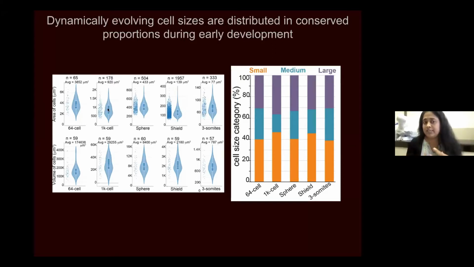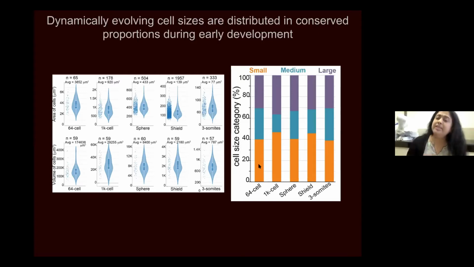Of course, the absolute value of that medium size changes based on the stage of development, but at each stage, you will have a collection of small cells. You will have a category of small size cells. You will have a category of larger cells and a category of smaller cells. Now, interestingly, when you bin cells like this, and these are color coded, the small cells are orange, medium is blue, and large cells are colored purple.